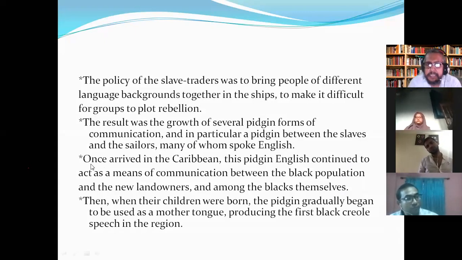Once arrived in the Caribbean, this pidgin English continued to act as a means of communication between the black population and the new landowners and among the black themselves.